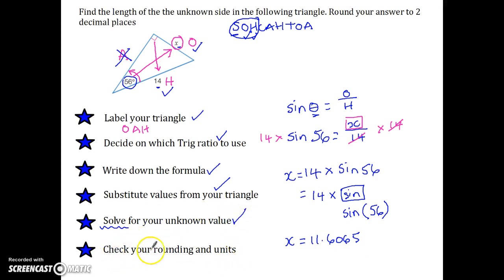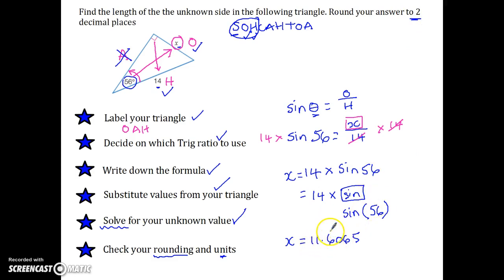The very last thing you do is just check if you needed to round to a certain number of decimal places, or if in your triangle it says that it's centimetres or millimetres, make sure you put your units on as well. Our rounding in the question up here, round your answers to 2 decimal places. So let's have a quick review of how to do that.